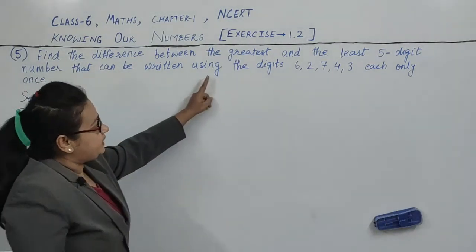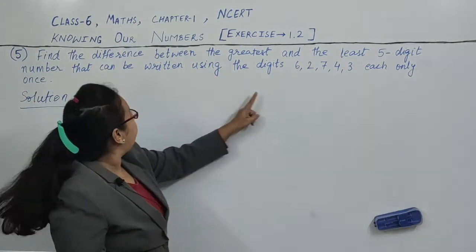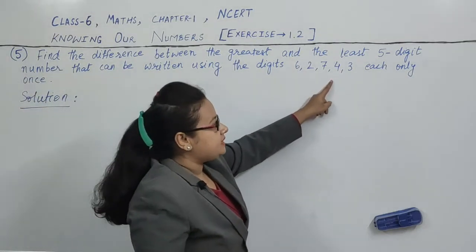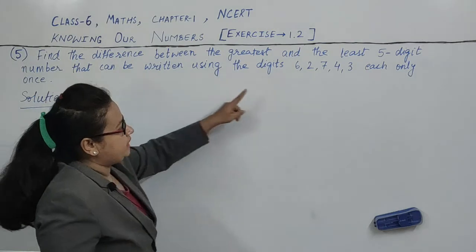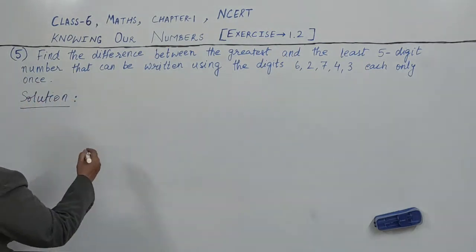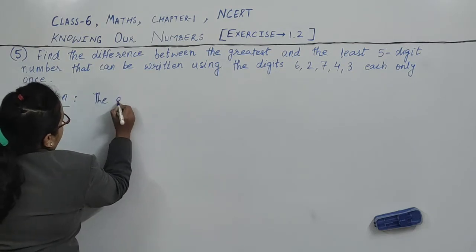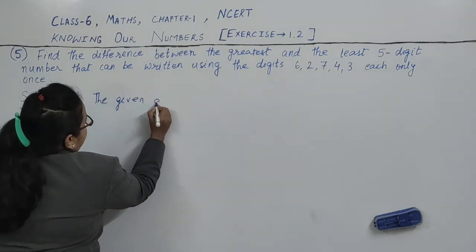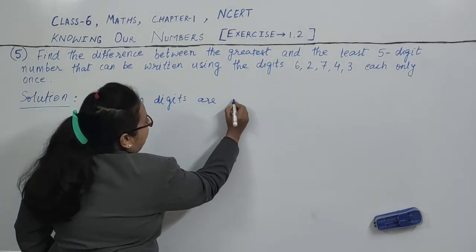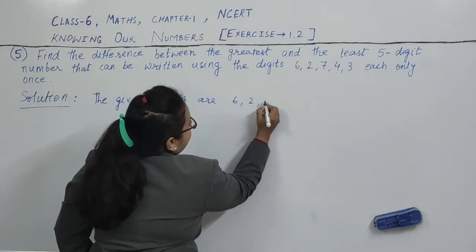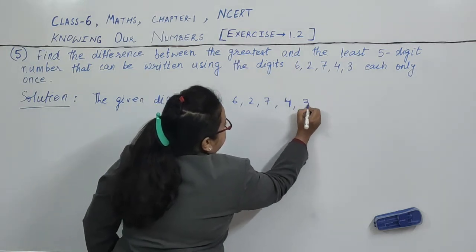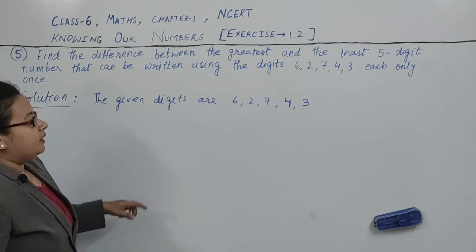So, find the difference between the greatest and the least 5-digit number that can be written using these digits, each only once. So each digit we have to use only once. The given digits are 6, 2, 7, 4, and 3. These are the given digits.